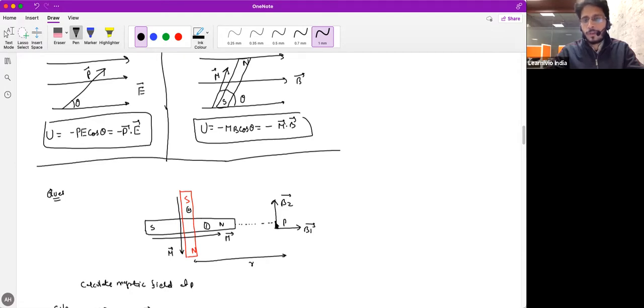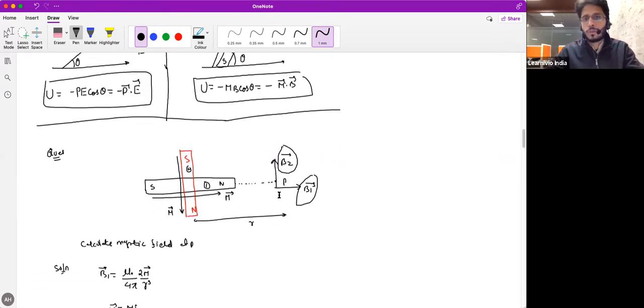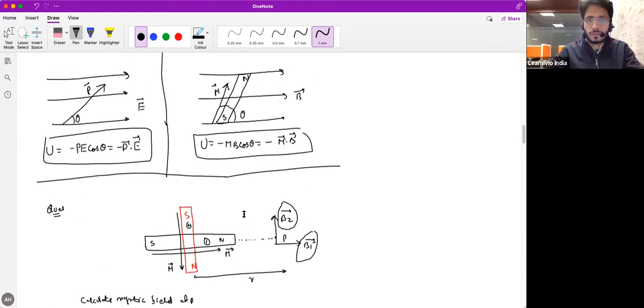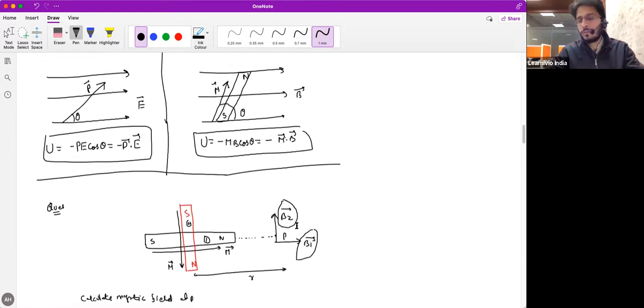So for the first bar magnet, the field is on the axial line. For the second bar magnet, the field is on the equatorial line. For the axial line, the direction of field is the same as that of the dipole moment. For the equatorial line, the direction of field is opposite to that of the dipole moment. The dipole moment is downwards, so the field would be upwards. You're supposed to get the value of field at P. Do it.